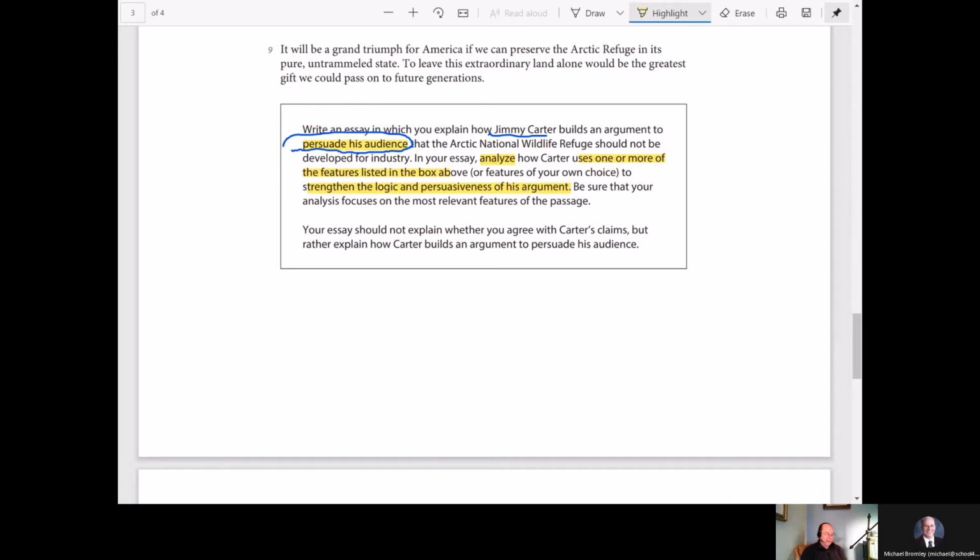Be sure that your analysis focuses on the most relevant features of the passage. In other words, don't get too petty on something is the best I can say about that one. I have a hard time seeing where a student would not do this because this is a short passage. But remember, we got to bring in evidence about what we are saying. Now, this is important. Your essay should not explain whether you agree with Carter's claims, but rather how Carter builds an argument to persuade his audience.